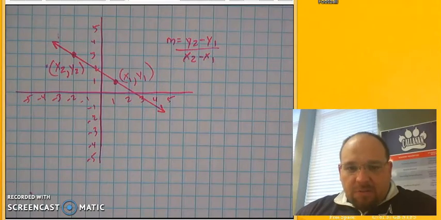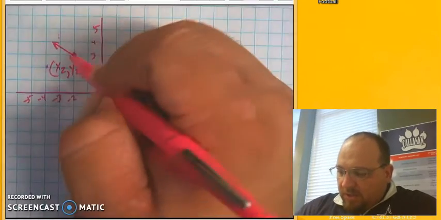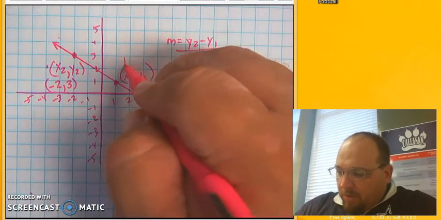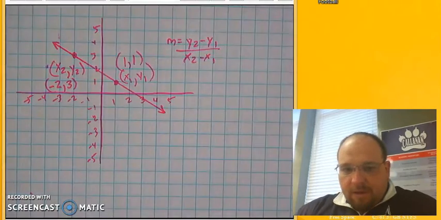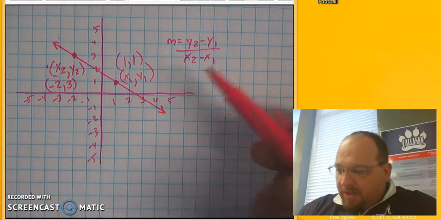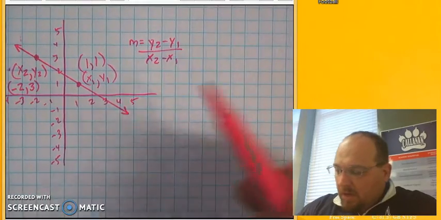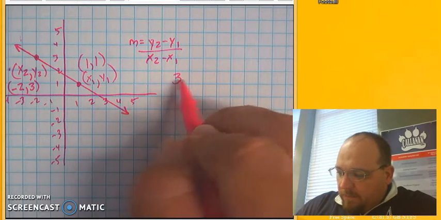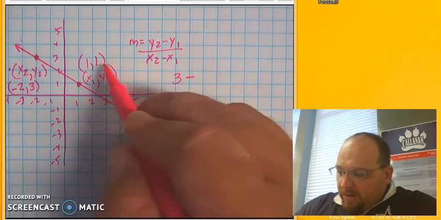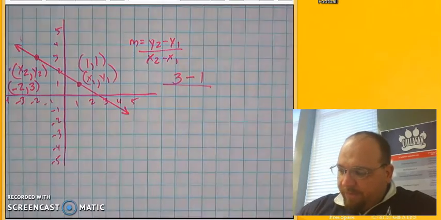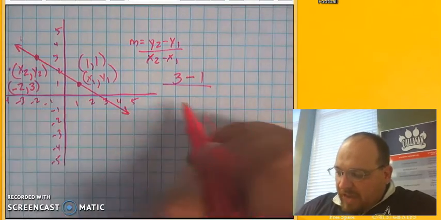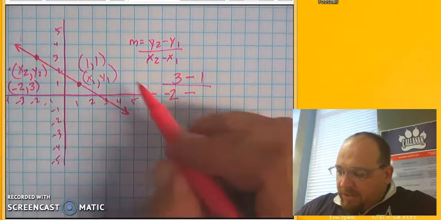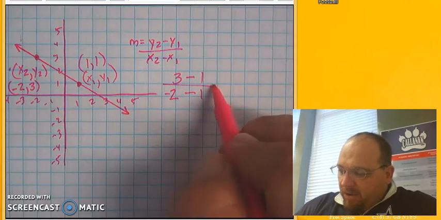Now I've identified my 2s and my 1s. Now I'm going to identify the coordinate points. This coordinate point would be (-2, 3). This coordinate point would be (1, 1). Now that I've identified the coordinate points, I'm going to put them into my slope formula. The value of y2 is 3. The value of y1 is 1, so I've got 3 minus 1 there. The value of x2 is negative 2, minus the value of x1. x1 is 1.